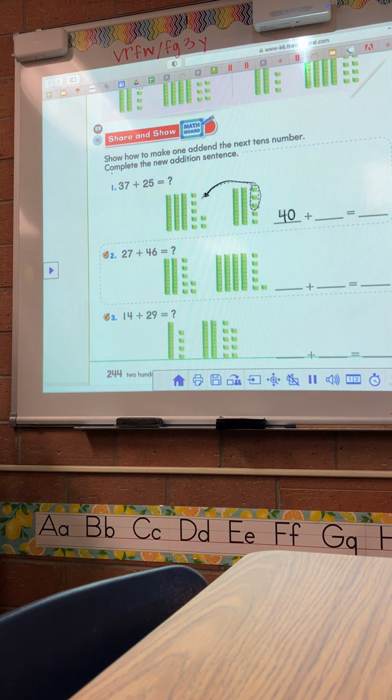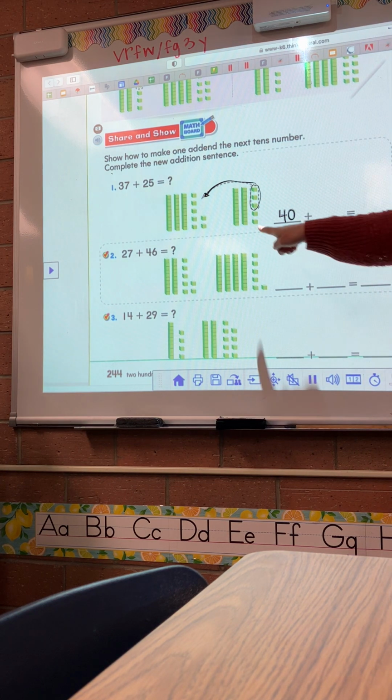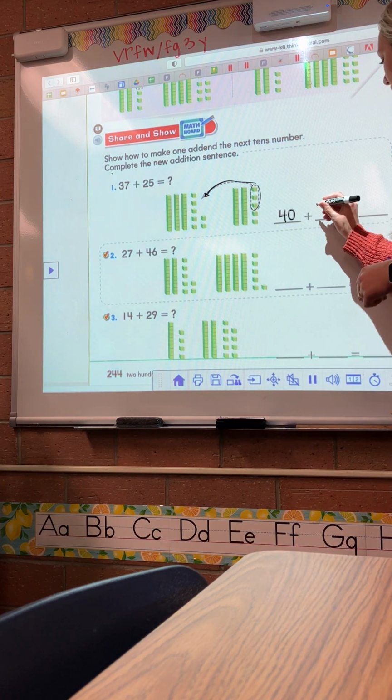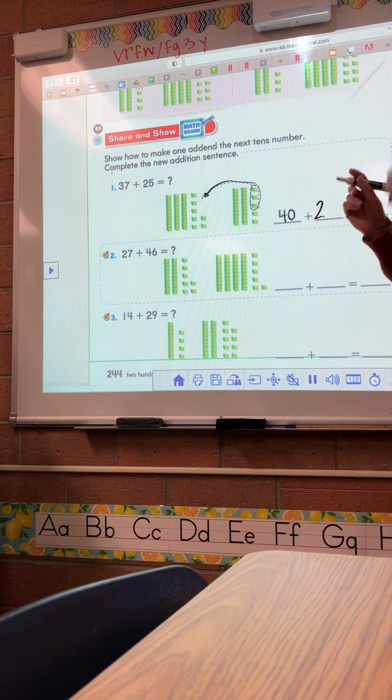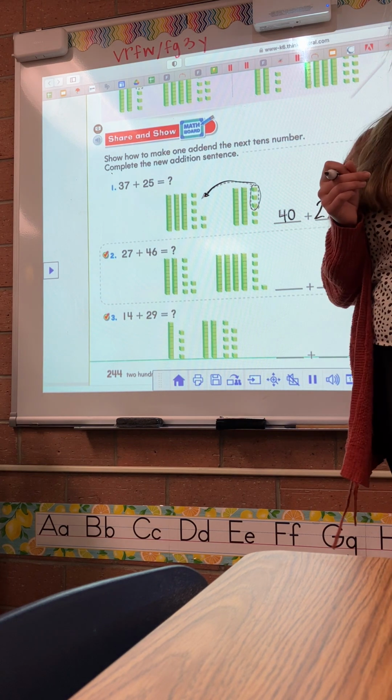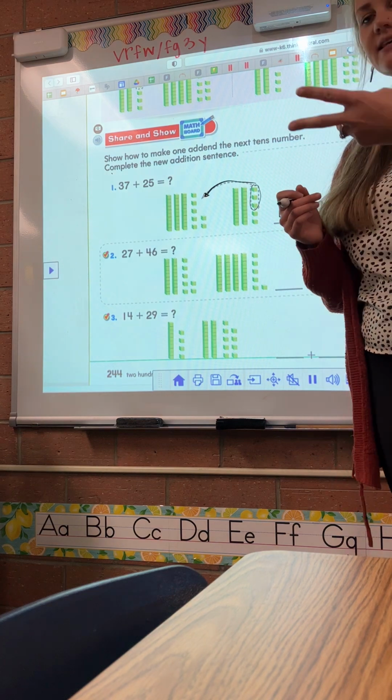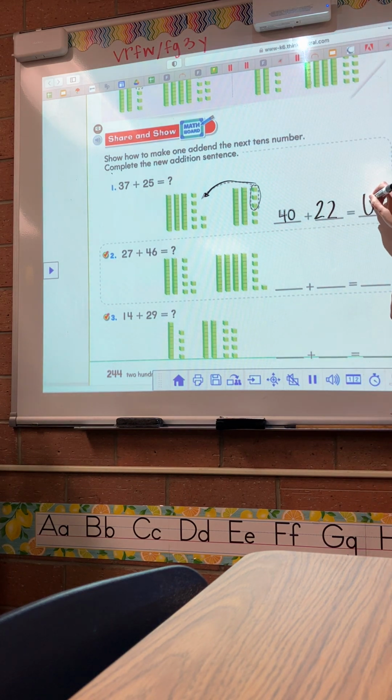And then what do I have left? I have 2 tens that are left, so I have 20. And then how many ones did not get carried over? 2. So now my math problem becomes 40 plus 22. And I can count up. I can go 40, 50, 60, 61, 62. And so my answer would be 62. Okay.